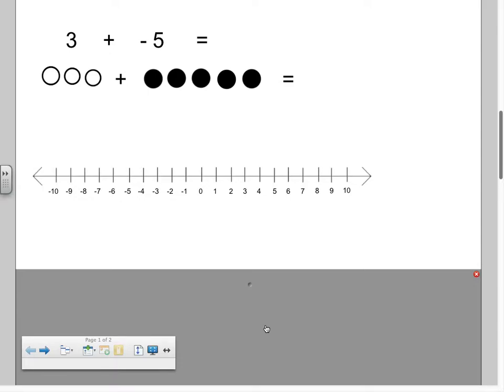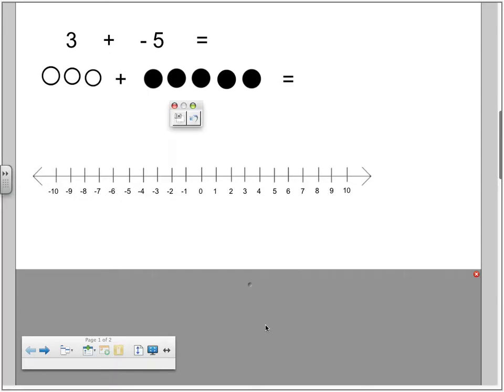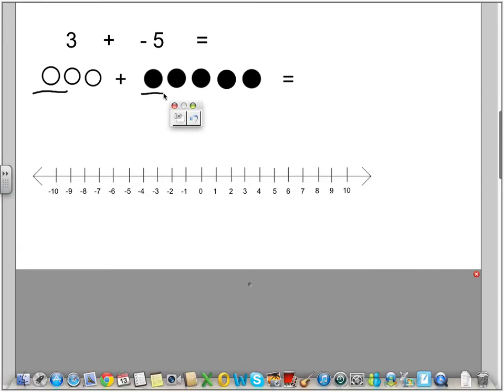So what happens here is that one open circle and one closed circle together make 0. So in a sense, they cancel each other out. So the next set would cancel each other out also, and the next set would cancel each other out, leaving us with 2 negatives when we're done. So the answer to this problem is negative 2.